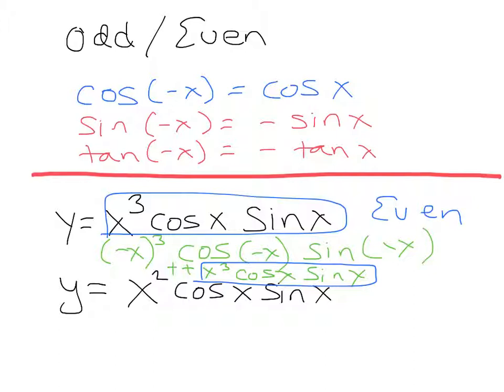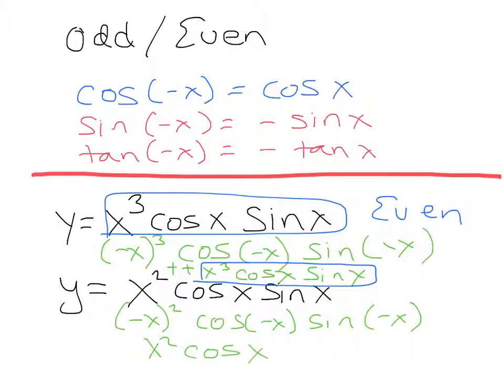So for the second one, I'm going to plug in negative x squared, cosine of negative x, sine of negative x. Okay, well, negative x squared is just x squared, right? Cosine of negative x, the negative just goes away, so it's positive cosine of x. And this sine, I can either put it right here in front, or I can go ahead and put it all the way out front.